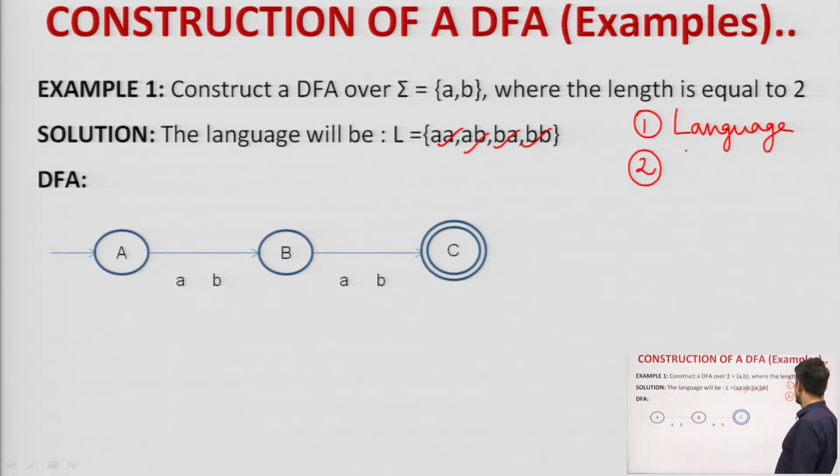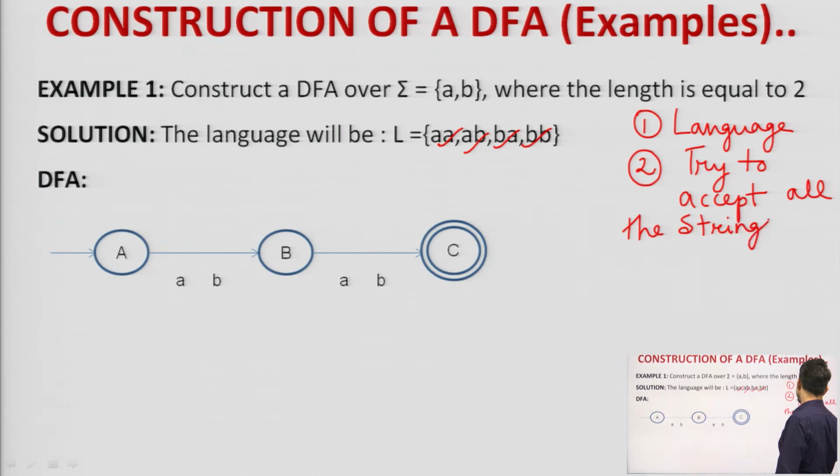Second thing what you need to do? Try to accept all the strings, okay. And finally, in the third step what you need to do? You need to maintain the DFA restrictions.